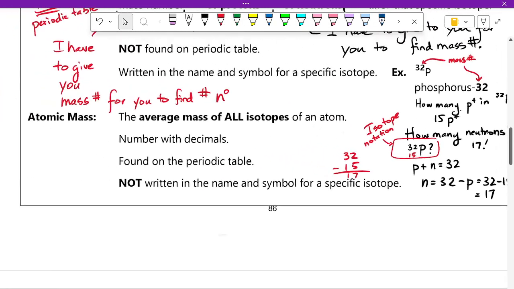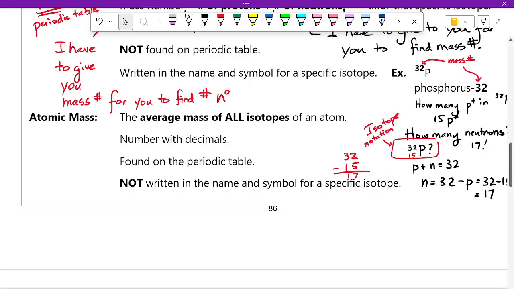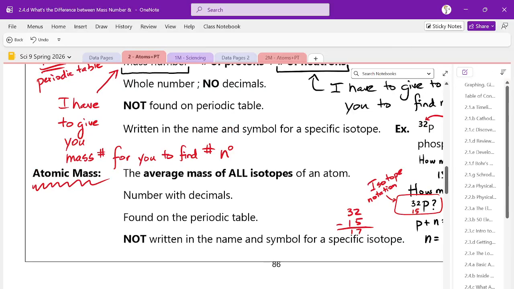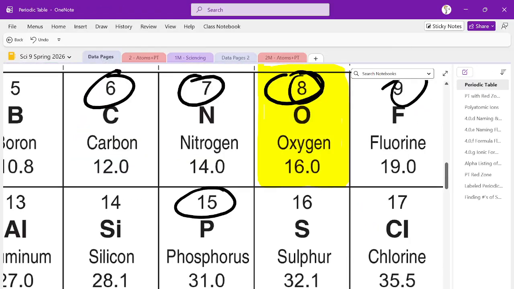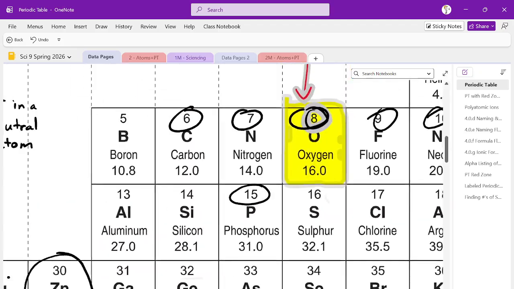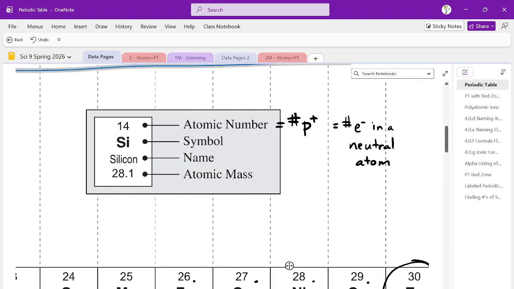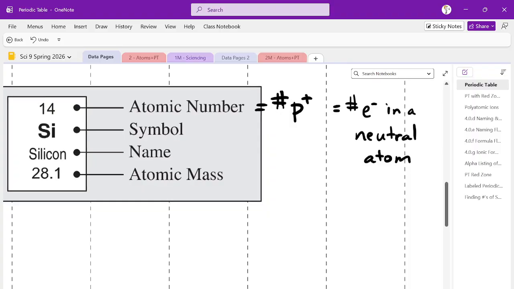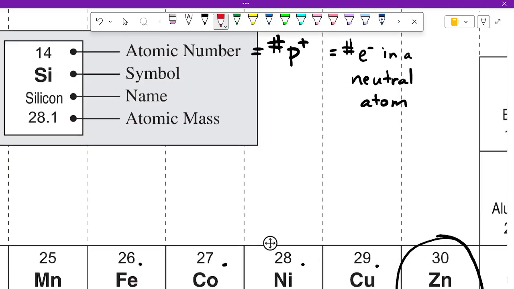Now, there is a number on the periodic table that is going to confuse you, so I don't want you to use it in grade 9 at all. When you get to grade 11, you'll be allowed to use it. That number on the periodic table is the atomic mass. Let's go look at the atomic mass for phosphorus. Or actually, let's look at silicon here. Silicon. The atomic mass is not the mass number.